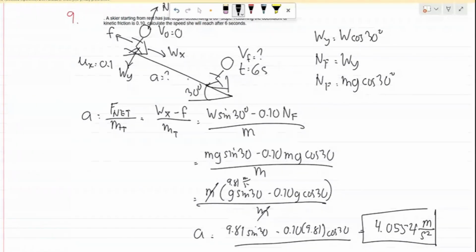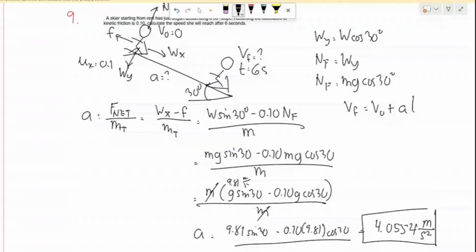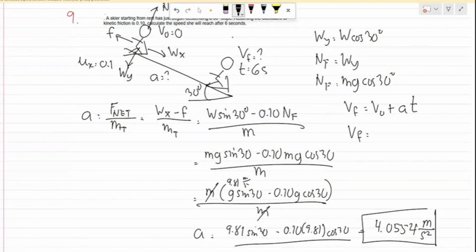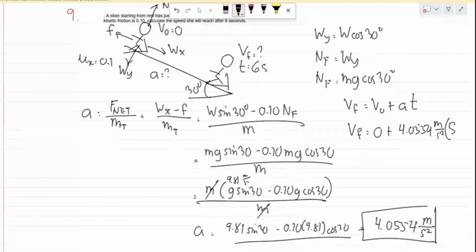Okay, calculate the speed yung ating V sub F using the formula V sub F equals to VO plus A times T. So, VF po natin, siya daw po ay hahanapin. VF equals to ano pong VO natin? Okay, ang sabi ay initially from rest to 0. Okay, plus the acceleration of 4.0554 meter per second squared multiplied by the time of 6 seconds. So, V sub F is simply equals to what? Pasuyo po ako.